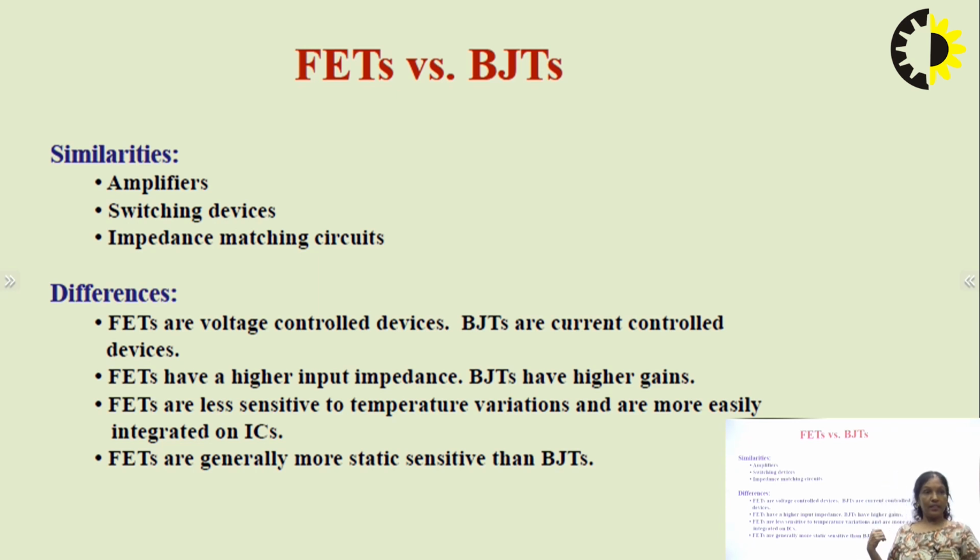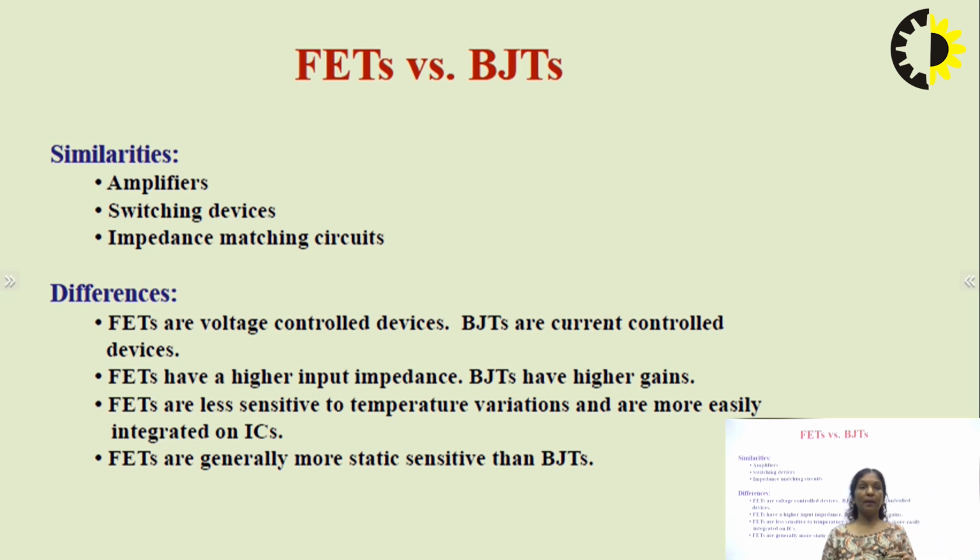Coming to the field effect transistor, the similarities are that, as in case of the BJT, FET can be used as an amplifier, as a switching device and as an impedance matching circuit. Coming to the differences, the major difference between the field effect transistor and BJT is that BJT is a bipolar device, whereas FET is a unipolar device.